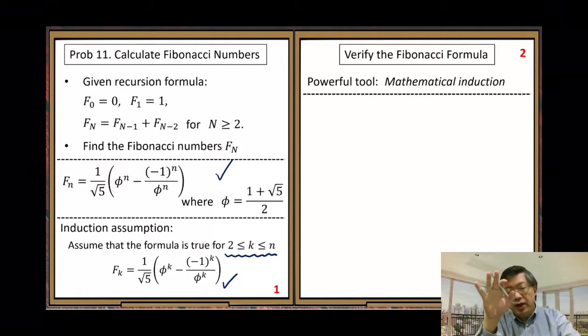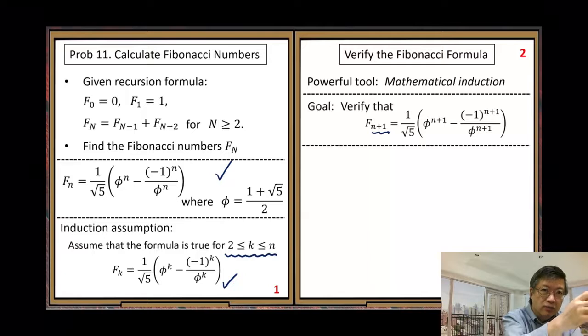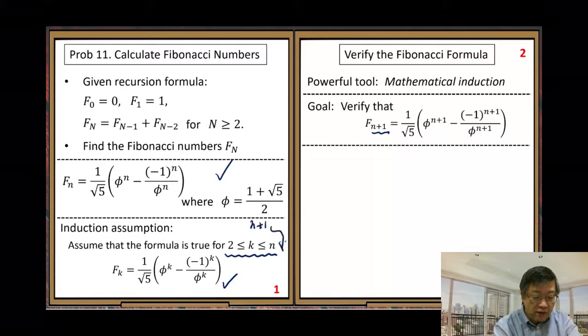After that, step 3, we need to verify that f sub n plus 1 equals the formula with a similar form, but we need to replace the exponent by n plus 1. That n plus 1 is out of the range. But we can still prove it is true. Yes, we will do a lot of work to prove it is true.